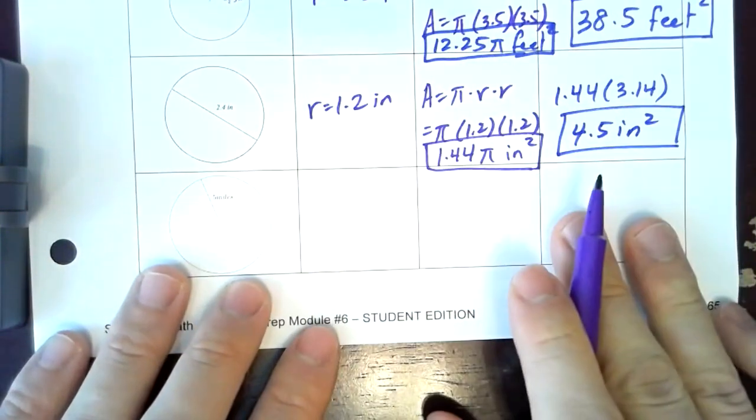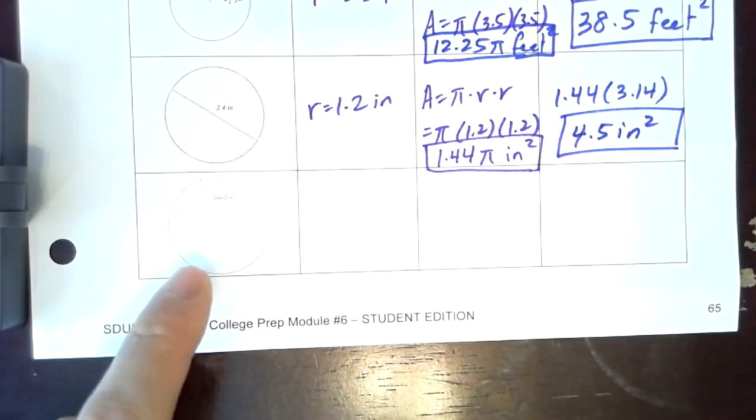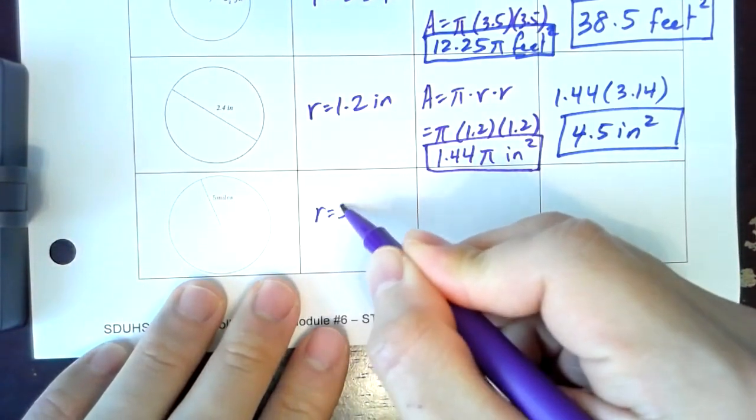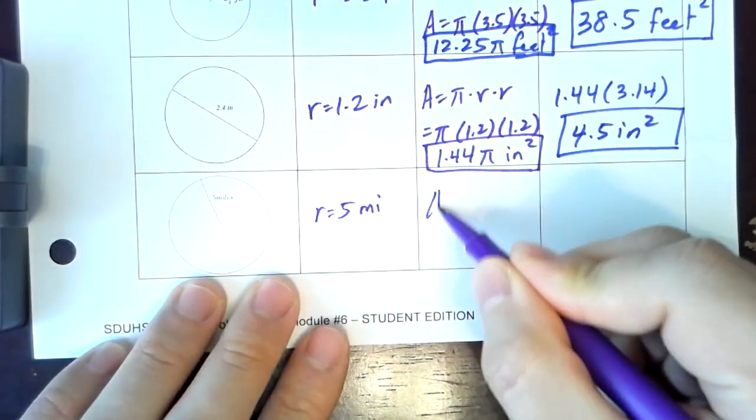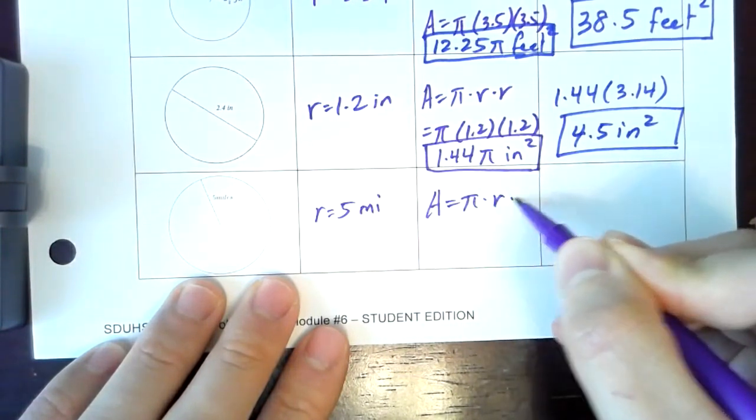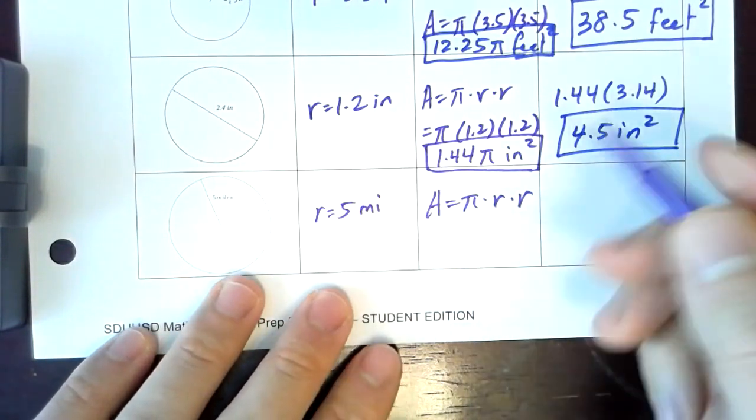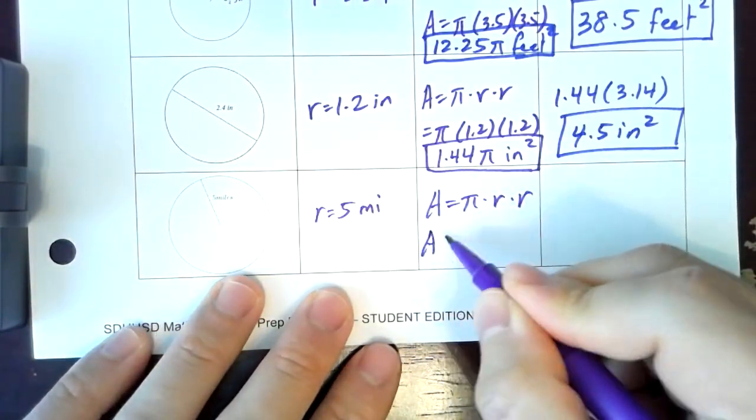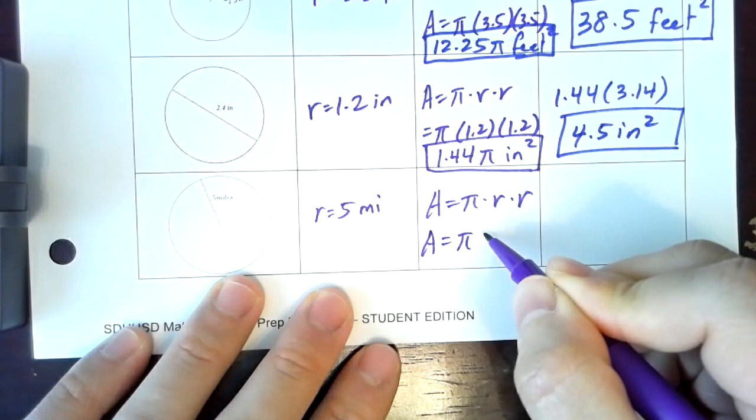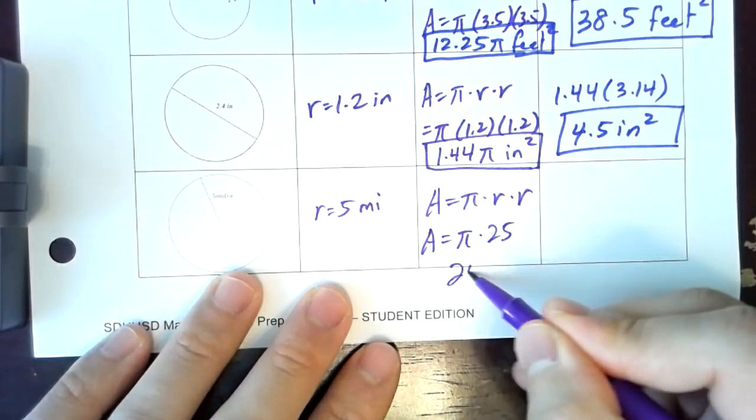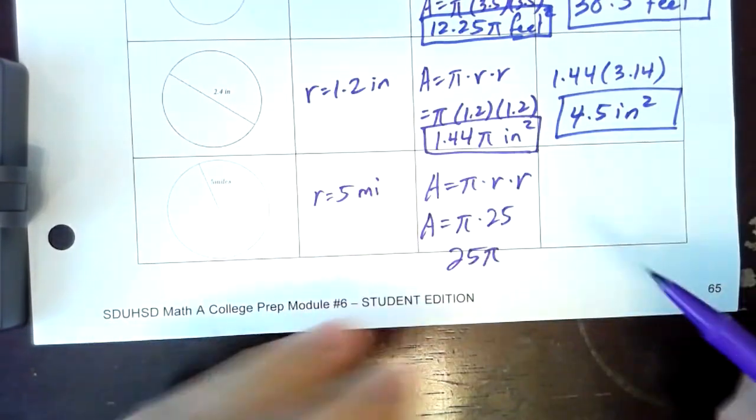Now, again, are we starting to see that if the question itself gives you the radius, that's actually really, really easy, because all you have to do is plug it into the formula. r equals 5 miles. Area equals pi times r times r. Literally multiply the r by itself. So it's called r squared. So area is equal to pi times 25. Now, we always want to put the number in front of pi, so we call it 25 pi. It's kind of like a coefficient.